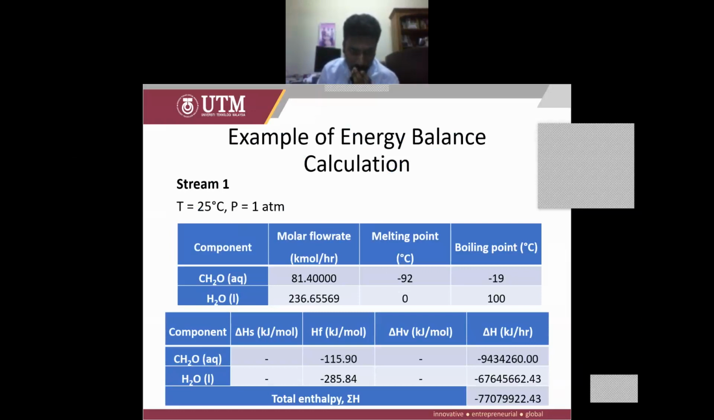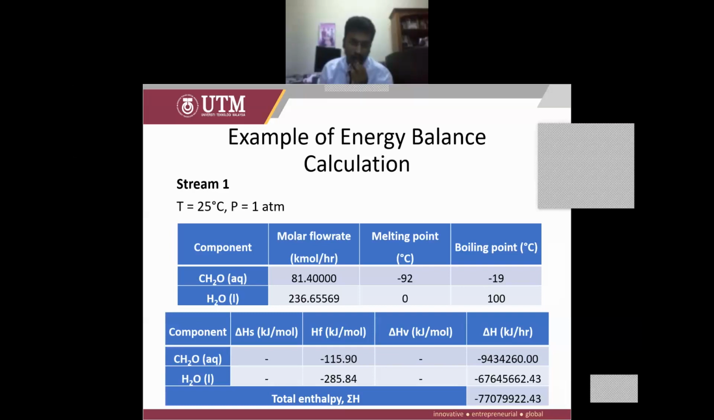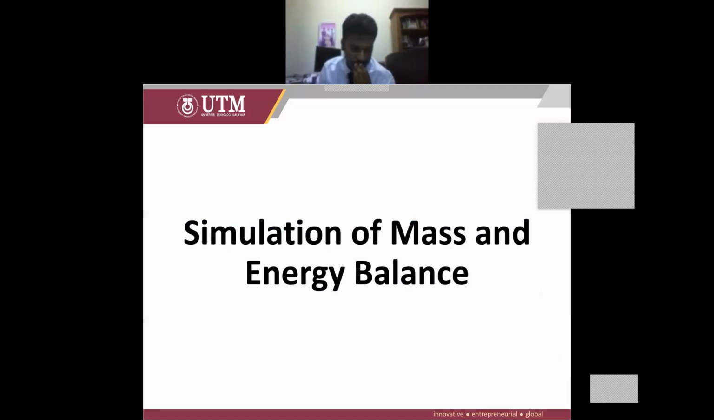This is an example of how the energy balance was calculated. The total enthalpy is basically the summation of the product between molar flow rate and heat of formation for each component. Okay, now I pass to Fitri.